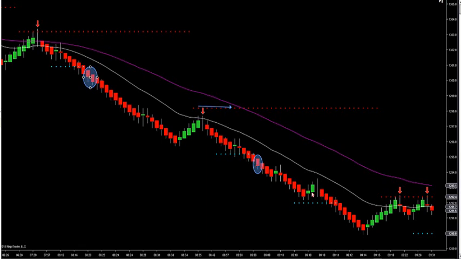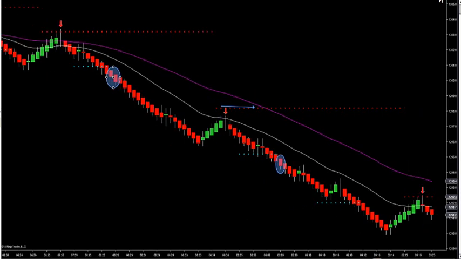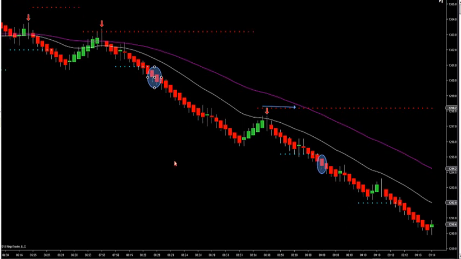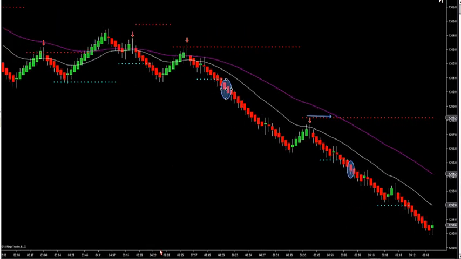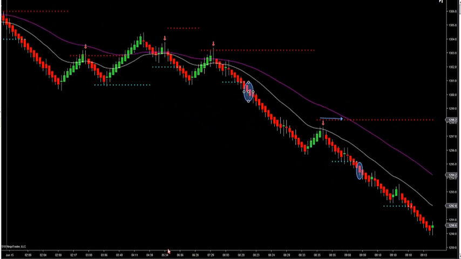See how the whole body candle closes below the five Sim? Market should crash. So in a downtrend, what I like to do is this. This told me right here, this wasn't even up against symmetry. Let's go back to the whole trading session.